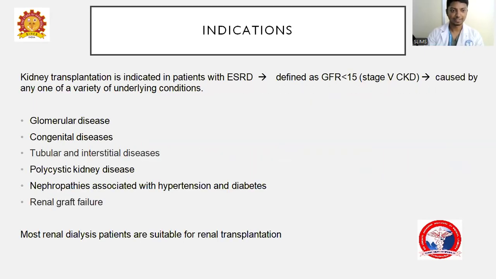So, what are the indications? It's usually indicated in patients with end-stage renal disease, which is defined as GFR less than 15, which is stage 5 CKD, which can be caused by any one of the underlying conditions. Number one is glomerular disease. It can also be caused by congenital diseases, and by tubular and interstitial diseases, polycystic kidney disease, nephropathies that are associated with hypertension, diabetes, and renal graft failure. Most renal dialysis patients are suitable for renal transplantation.